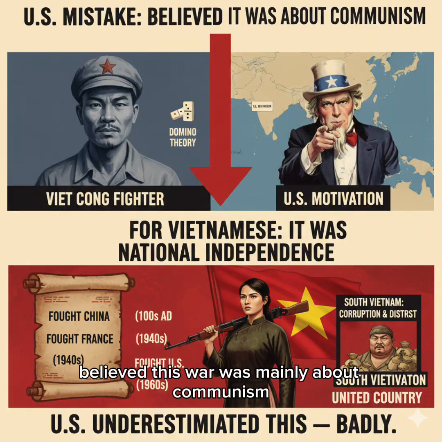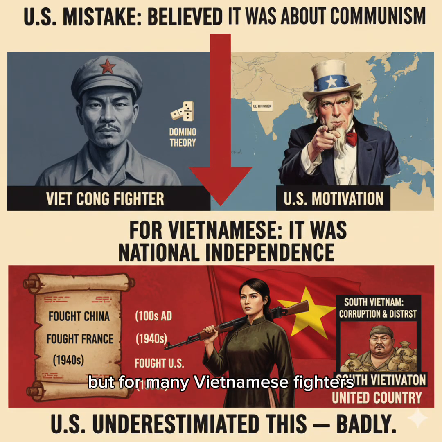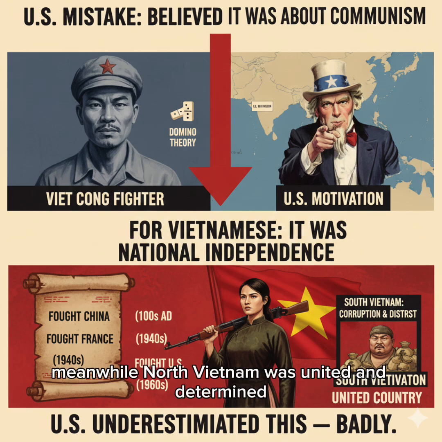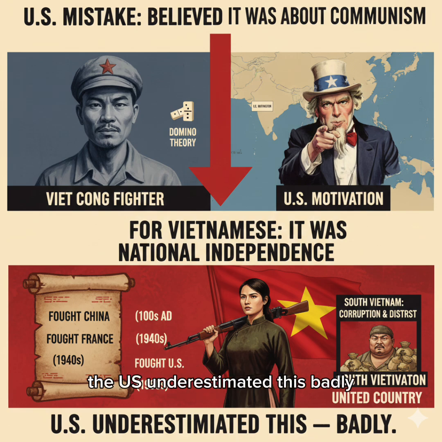American leaders believed this war was mainly about communism, but for many Vietnamese fighters, it was about national independence. They had fought China, France, and now the U.S. This made their motivation extremely strong. Many South Vietnamese civilians didn't trust their own government. Corruption was everywhere, so the U.S. was supporting a government that many people didn't believe in. Meanwhile, North Vietnam was united and determined. The U.S. underestimated this badly.